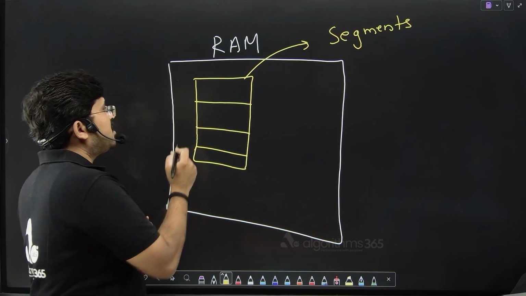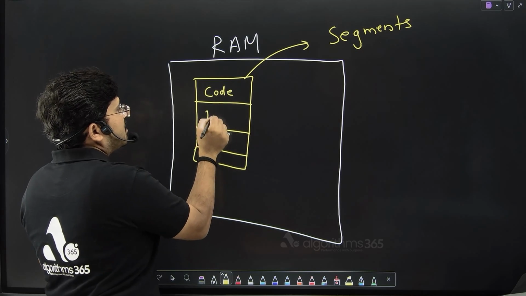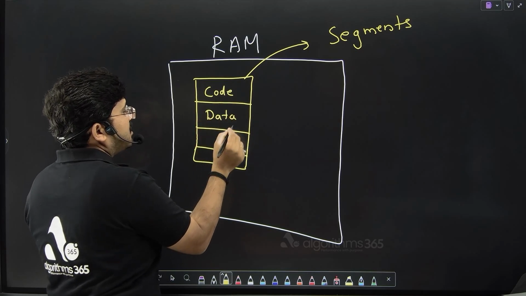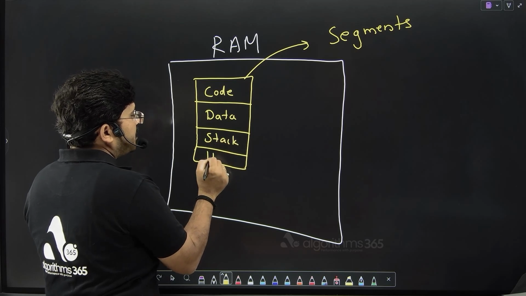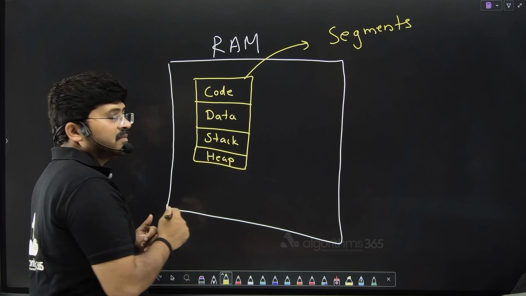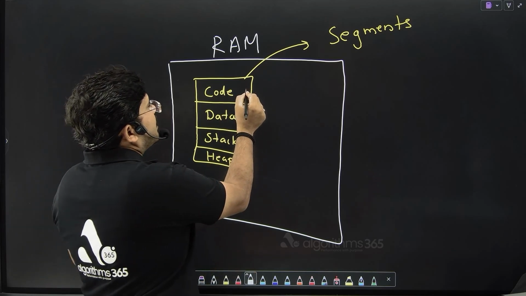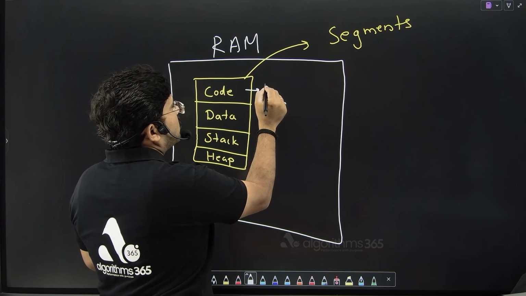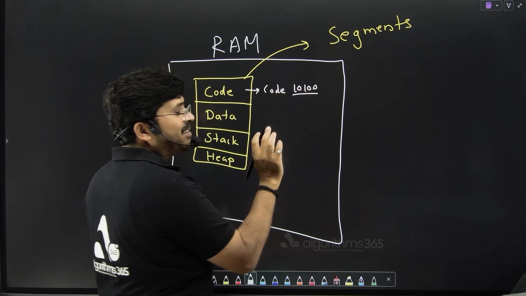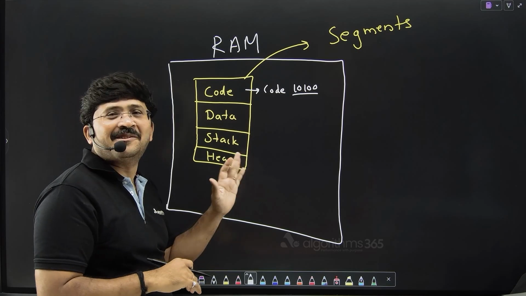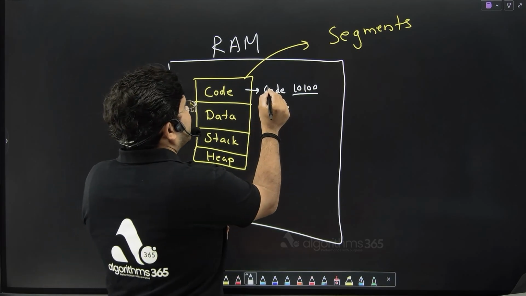So what are the segments? The first segment is called the code segment, then the data segment, then the stack segment, and then the heap. Let's understand what goes here. In the code segment, your binary code goes. Everything in RAM is in binary, so don't worry that other portions are not in binary. This is where your code is stored.